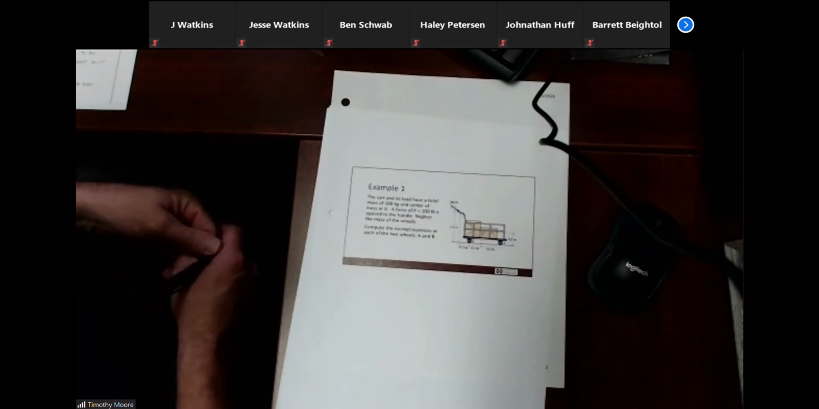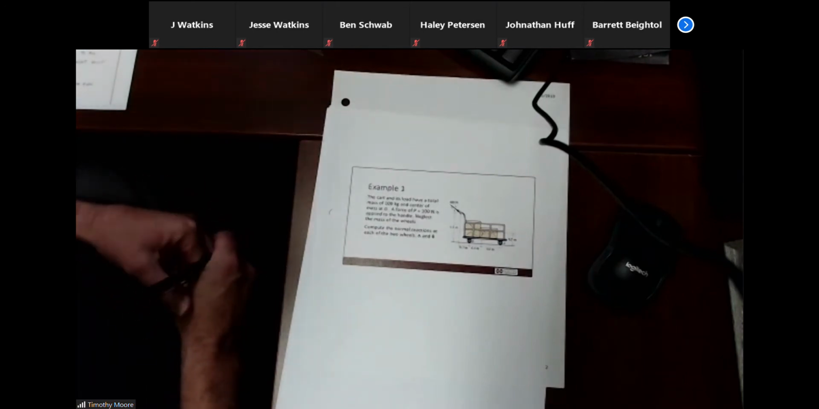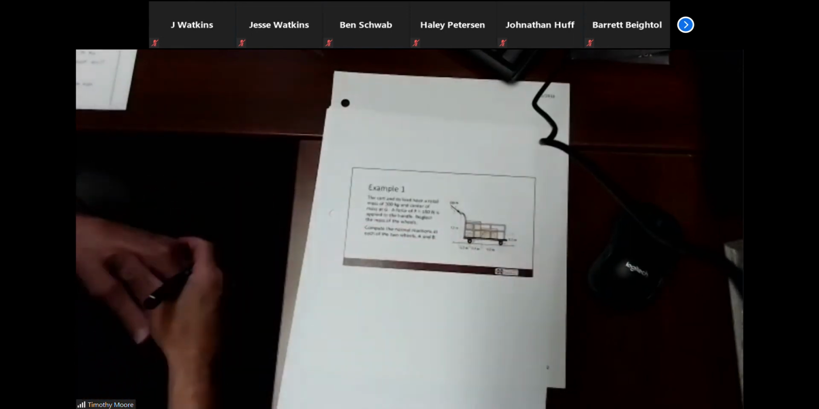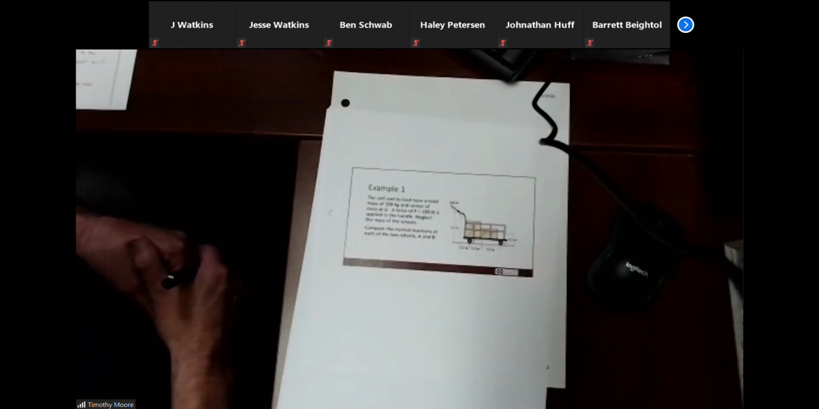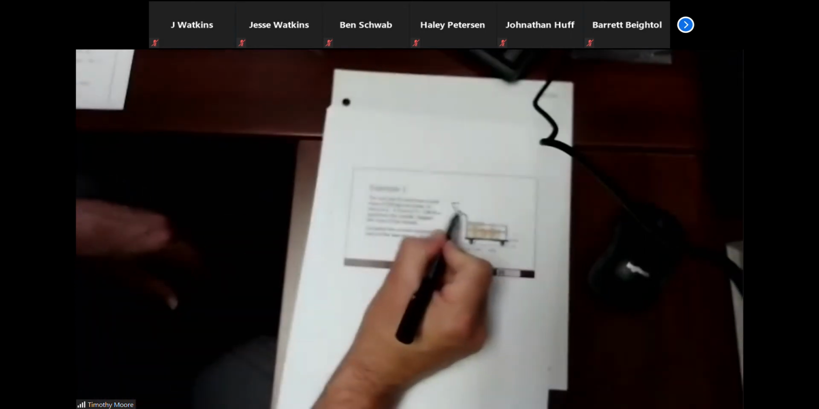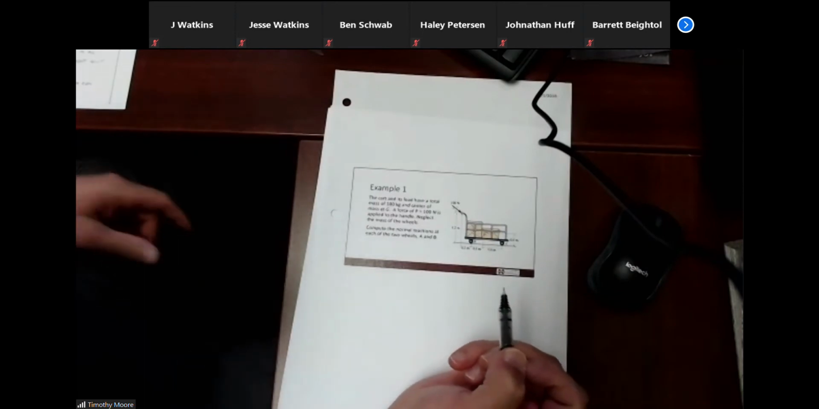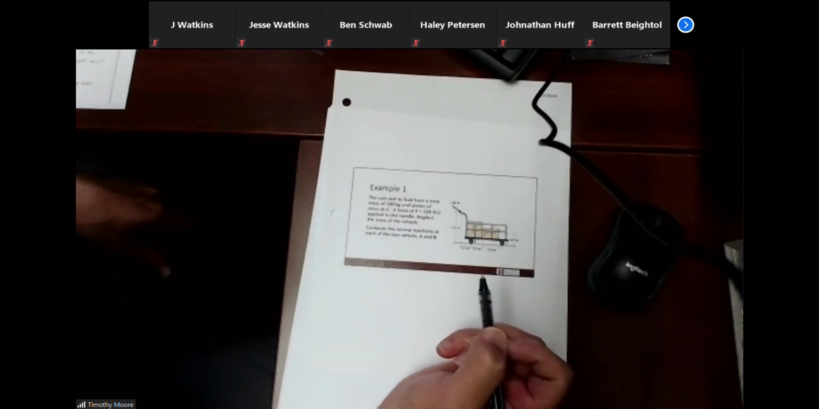It says a car that's lowered has a total mass of 100 kilograms, center of mass at G, where G is right here, and a force P of 100 newtons is applied to the handle, which is up here. And it says neglect the mass of the wheels and compute the normal reactions at each of the two wheels, A and B.